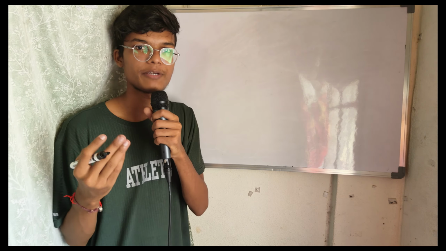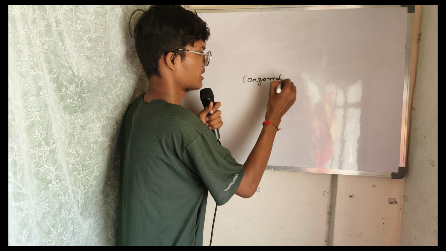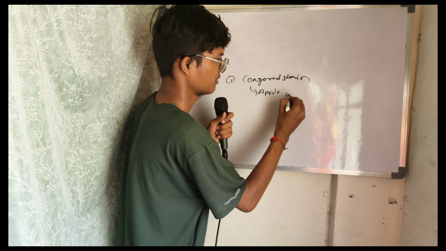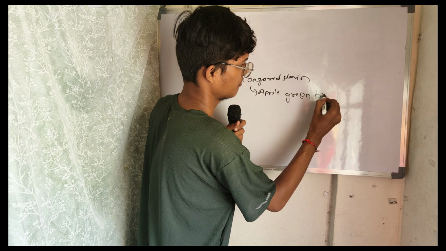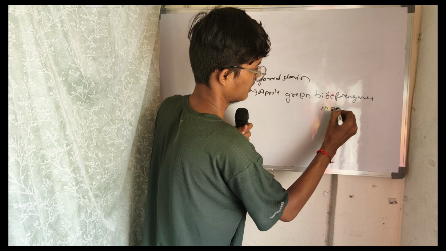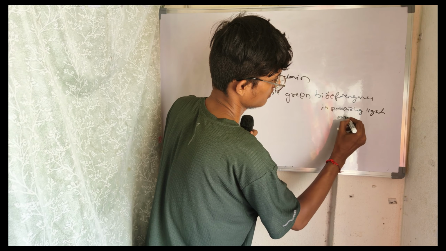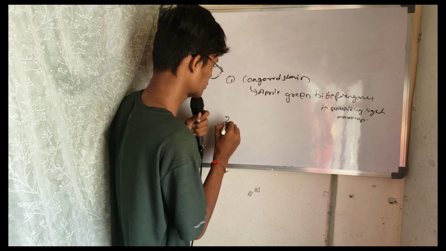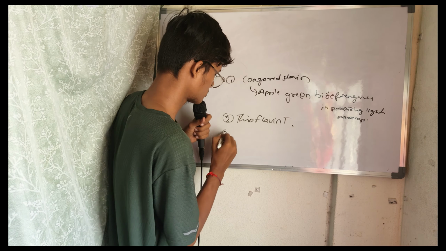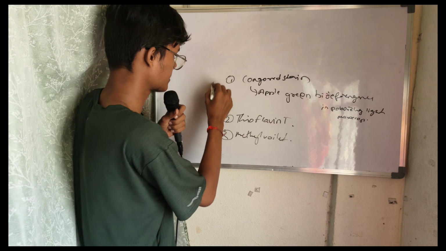Okay, now what are the different stains we can use to stain the amyloid? One is Congo red stain, which gives apple green birefringence in polarizing light. We can also use thioflavin T. We can also use methyl violet, and these are the stains.